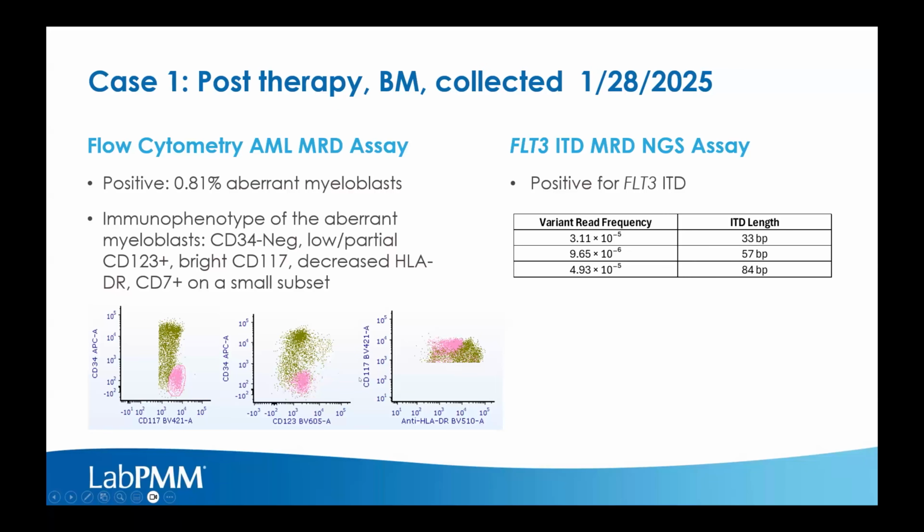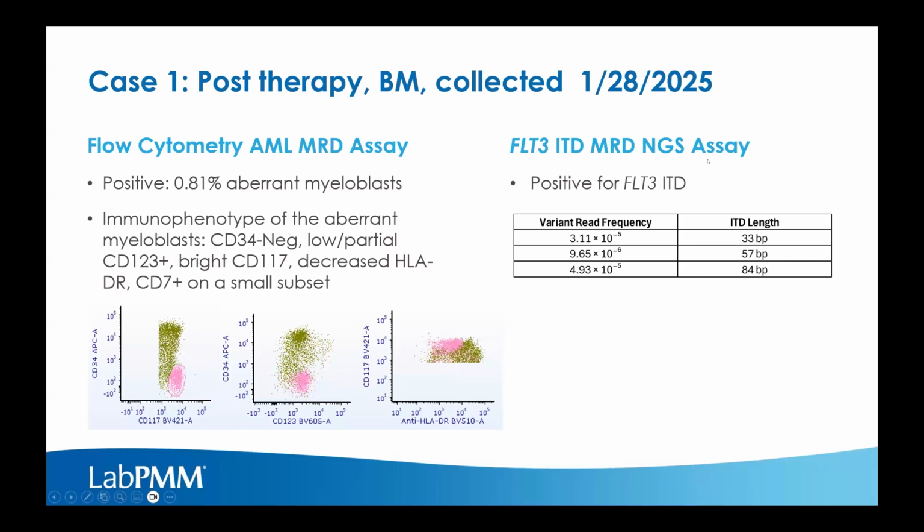Obviously, this is a population of aberrant myeloblasts that is negative for CD34, immunophenotypically very similar to the immunophenotype described at initial diagnosis. And at the same time, the FLT3-ITD MRD NGS assay was also performed. You can see here we have 3 mutant ITD lanes, all of them at very low level. One is 33 base pair at 3.11 times 10 to the minus 5. The second one is at the level of 10 to the minus 6. And the third one, again, is very low level at 10 to the minus 5.